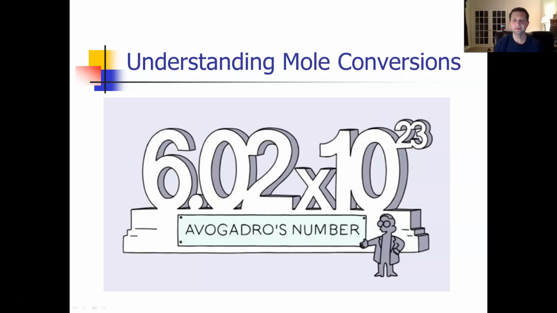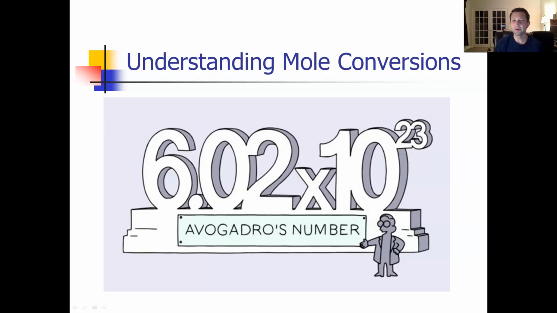So what do we use that number for? We use that number to count things that are really, really small. It's not practical to count, I don't know, jelly beans or French fries or anything of a decent size. It's not really practical to count those items in terms of how many moles of them you have. So you have to count something that's really small.